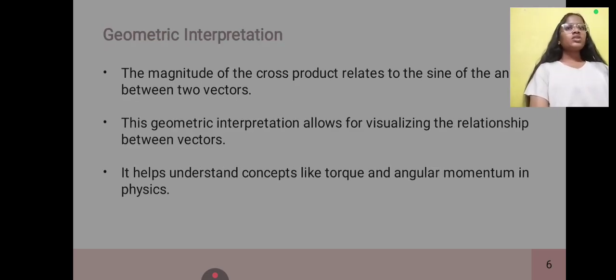Now let's know about the geometric interpretation. The magnitude of the cross product relates to the sine of the angle between two vectors. This geometric interpretation allows for visualizing the relationship between vectors. It helps understand concepts like torque and angular momentum in physics.